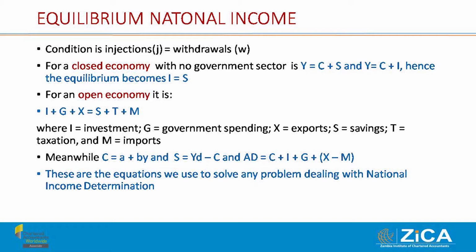It is also important to understand the distinction between an open economy and a closed economy. A closed economy is one which does not have foreign trade, where there are no imports and exports. As a result, the equilibrium condition is simply investment being equal to savings. But when we have an economy which is open, the equilibrium position is I plus G plus X is equal to S plus T plus M.